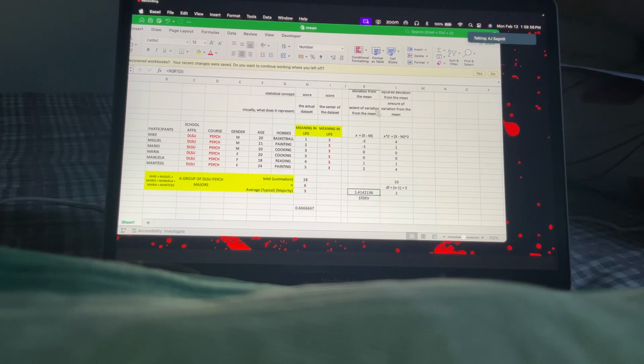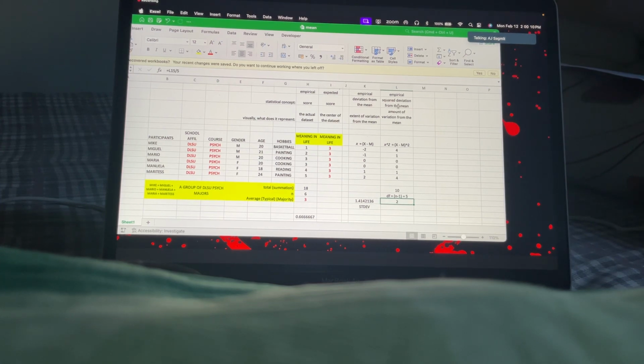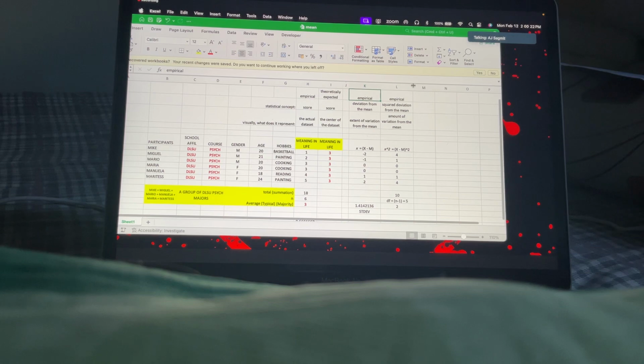Ano ito? Extent deviation from the mean. So you say, you observed a deviation from the mean of 1.41 per one DLSU site major. 2. Ano itong 2? It's the squared deviation from the mean. So you say, you observed a squared deviation from the mean of 2 squared units per one DLSU site major. Ganun siya. Okay? So these are all empirical in nature.